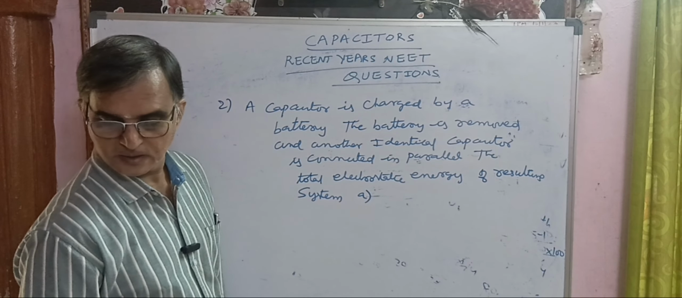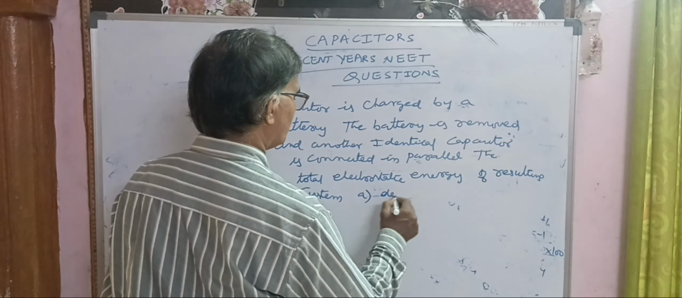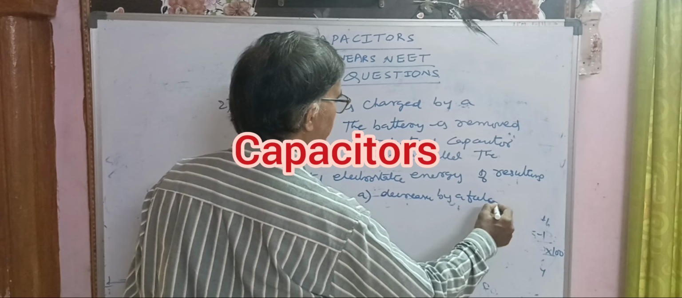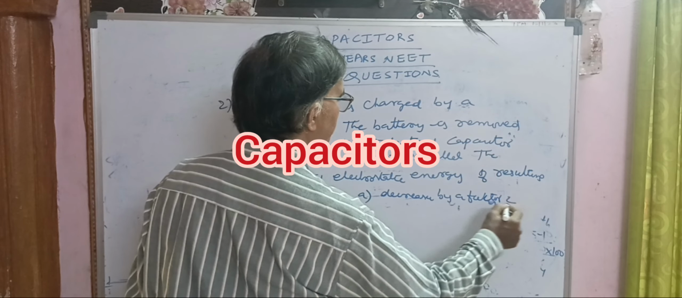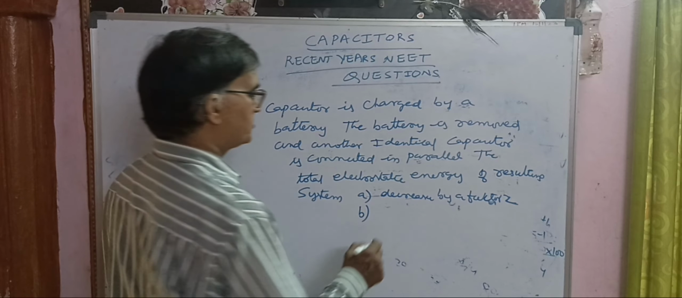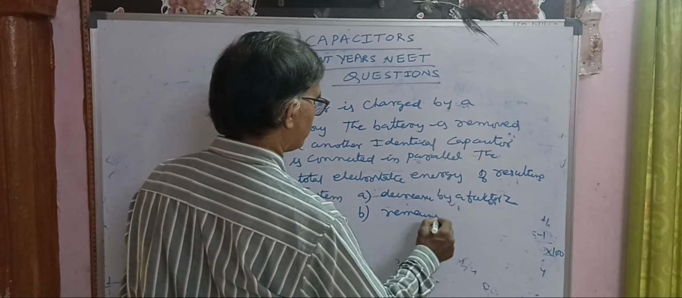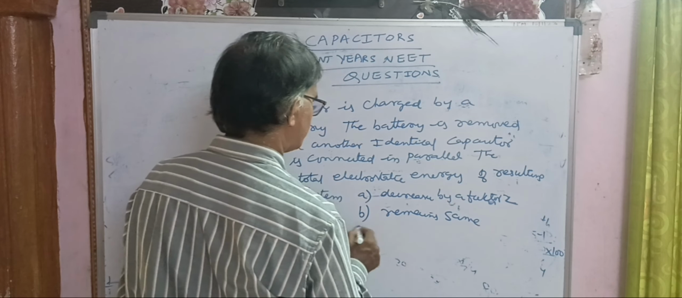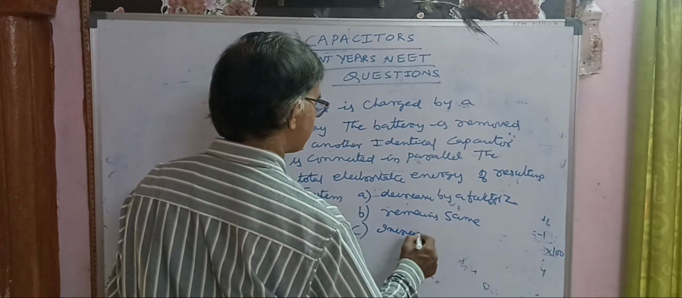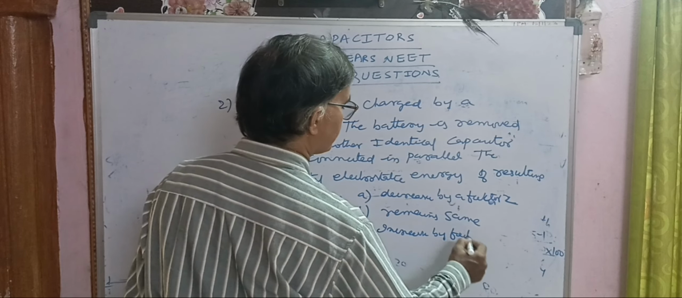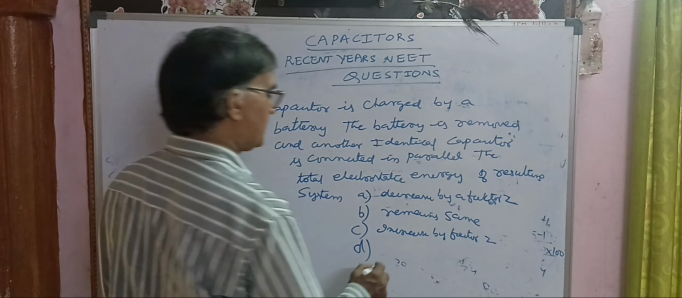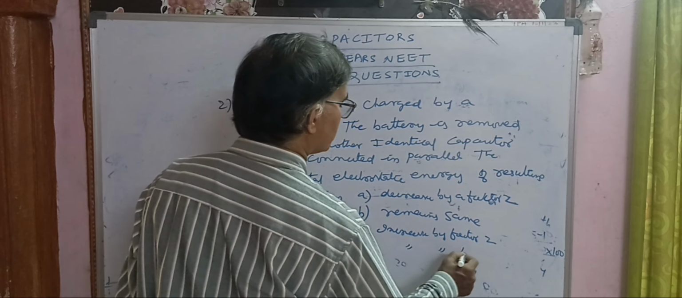A: decreases by a factor 2. B: remains the same. C: increases by a factor 2. D: increases by a factor 4.